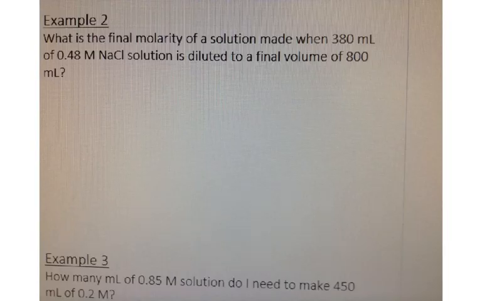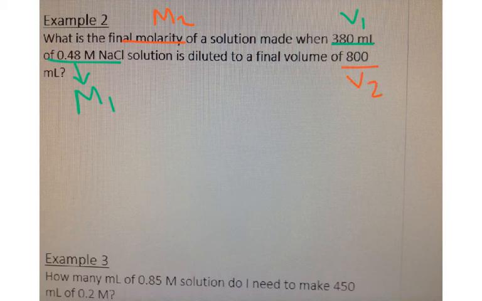All right, the next one. What is the final molarity? So in this case, I'm asking for M2. So my final molarity of a solution made when 380 milliliters of 0.48. Because I see that "of", I know that those two numbers are together. And so this is my volume 1, and 0.48 is going to be my molarity 1, and is diluted to a final volume, which would be a volume unit, so that would be my V2 of 800 milliliters.